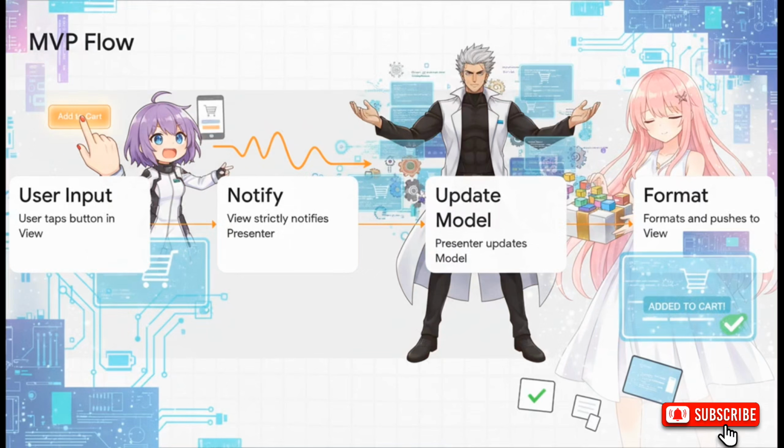Let's run through that exact same Add to Cart scenario, but this time with MVP. So you tap the button, the view strictly notifies the presenter. Then the presenter does all the heavy lifting. It updates the model, waits for the response, formats the data into a nice, pretty package, and pushes it directly back to the view. The view is so passive here, it literally just acts like a blank canvas. It just displays exactly what it's told to display, no questions asked.